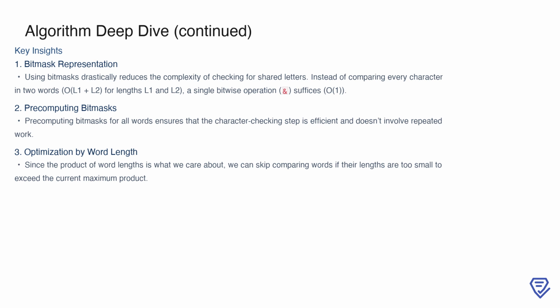Second, pre-computing the bit masks for all words ensures we only perform this calculation once per word, avoiding redundant work during the comparison phase. Finally, we can optimize further by considering the lengths of the words. If the product of two word lengths is guaranteed to be smaller than the current maximum product, there is no need to compare their bit masks, saving additional computation time. These optimizations make the algorithm both efficient and scalable for larger inputs.